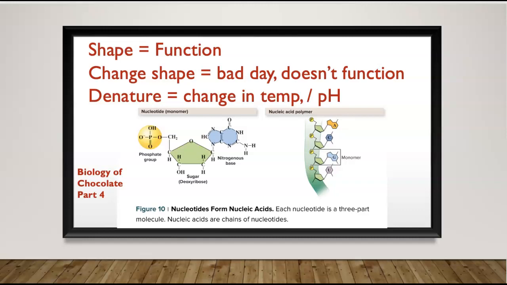And then we have our proteins for all of those different functions that we talked about: the enzymes, the muscle, the ligaments, the tendons, the immune system, etc. And yes, they can be used for energy. But the critical thing about proteins is that shape equals function, and if we change the shape, that's called denaturing, you screw up the function.